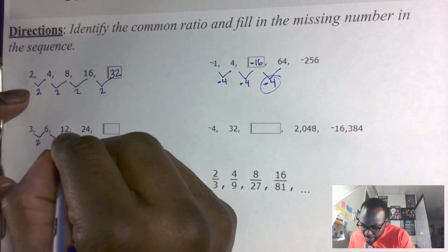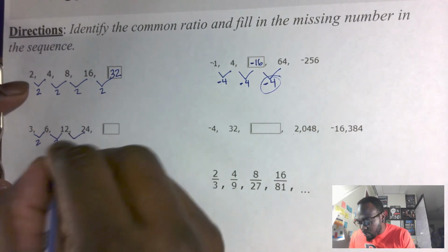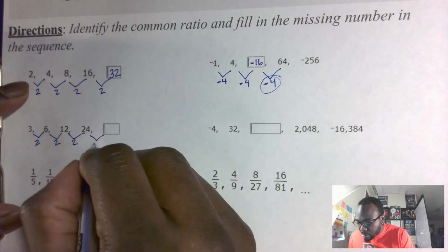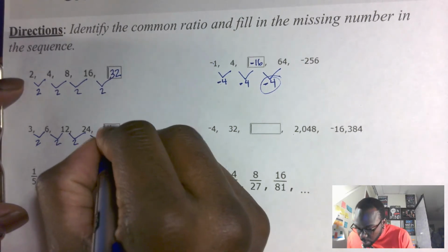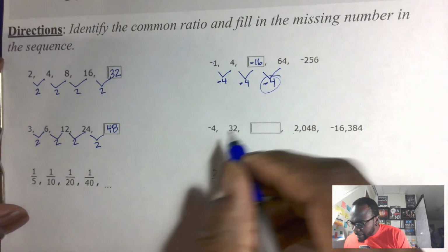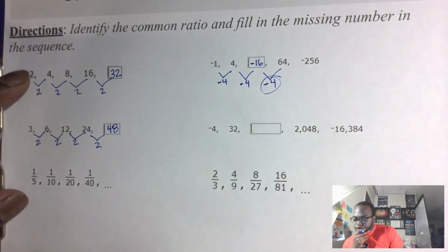Oh, yeah, nice. So 12 times what gives me 24? 12 times 2 gives me 24. So if I multiply 24 times 2, what do I get? Oh, wow. I get 48. Nice. I'm on point. All right. So let's look at this one now.